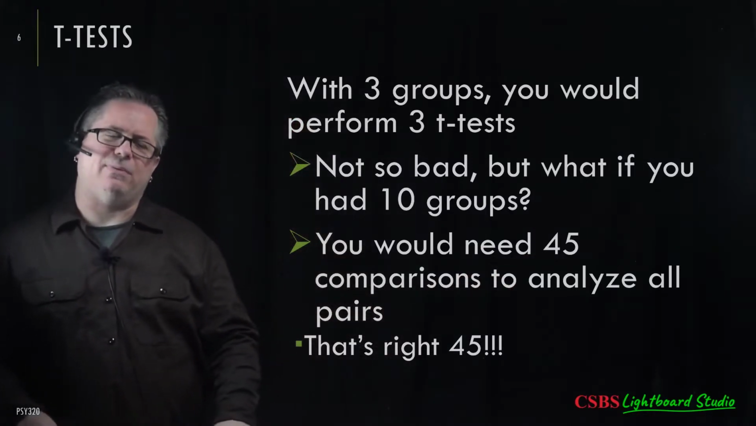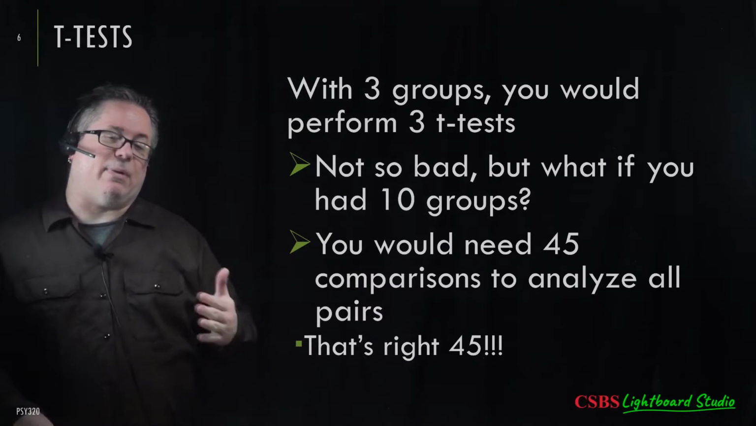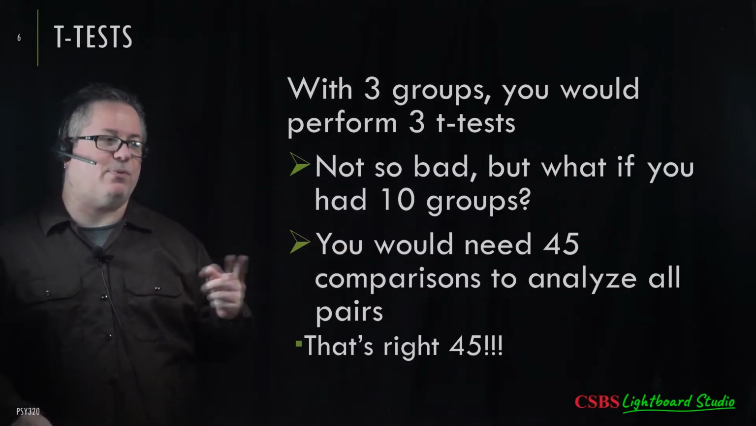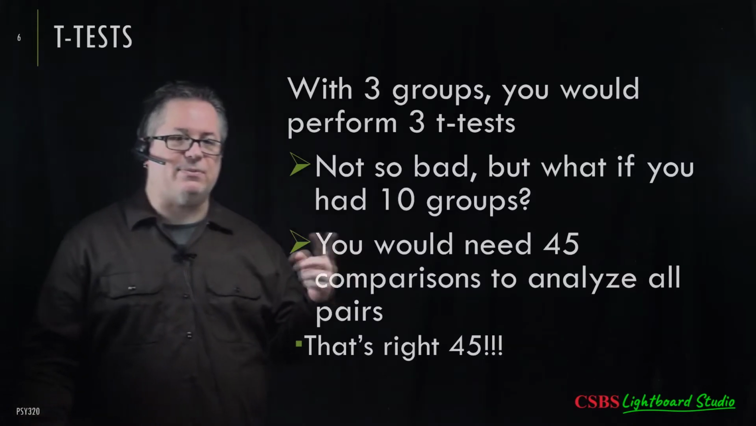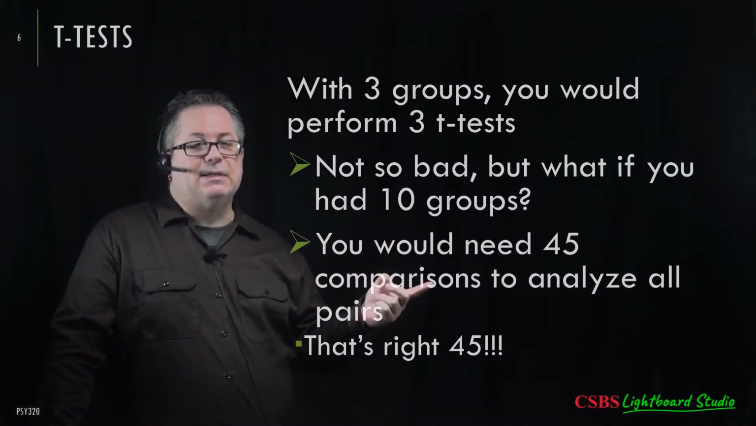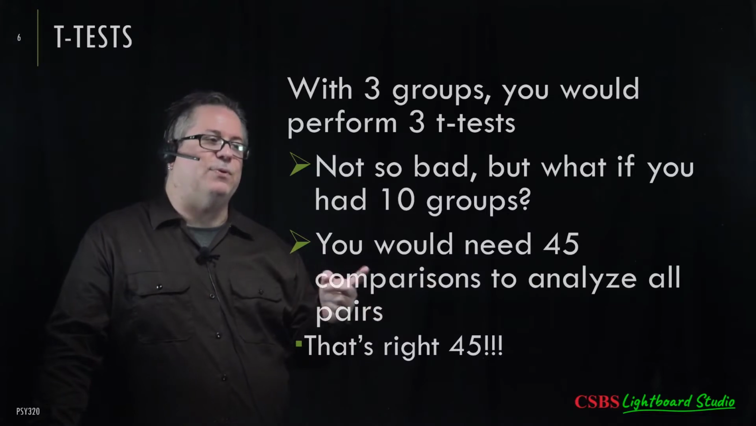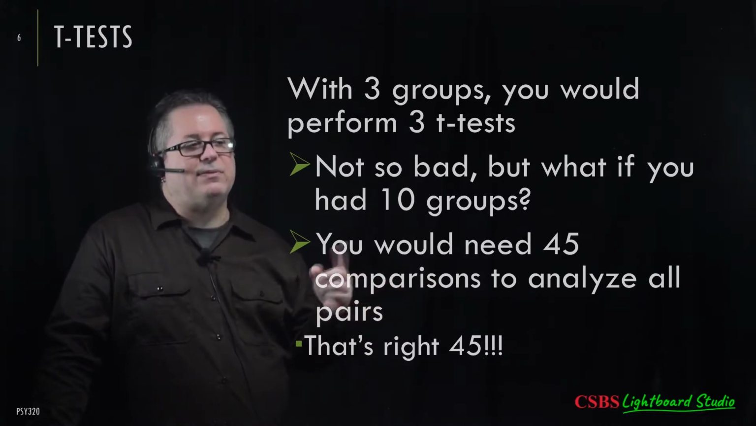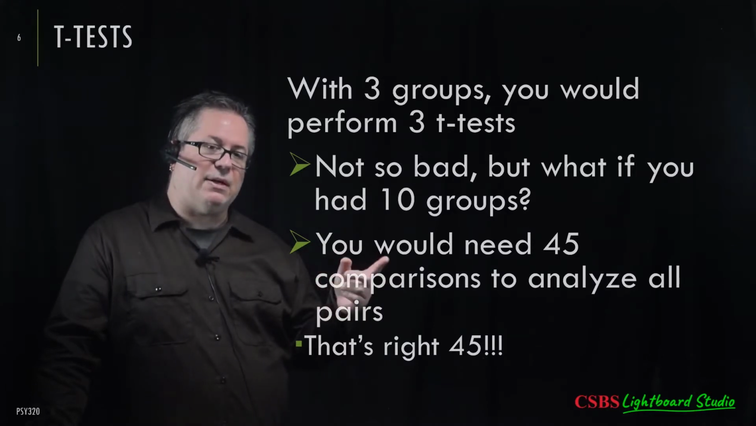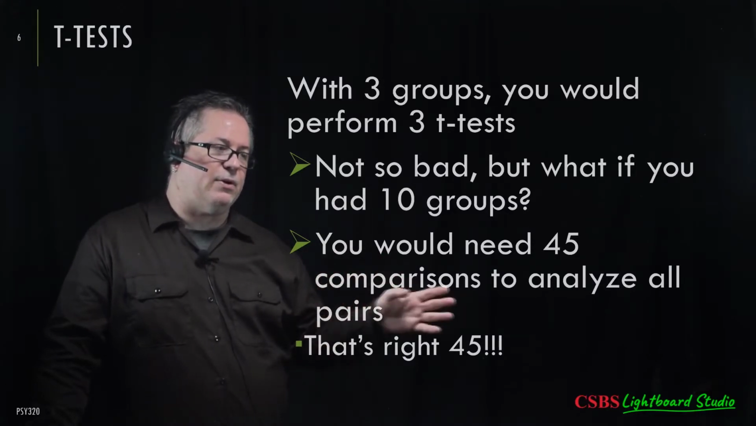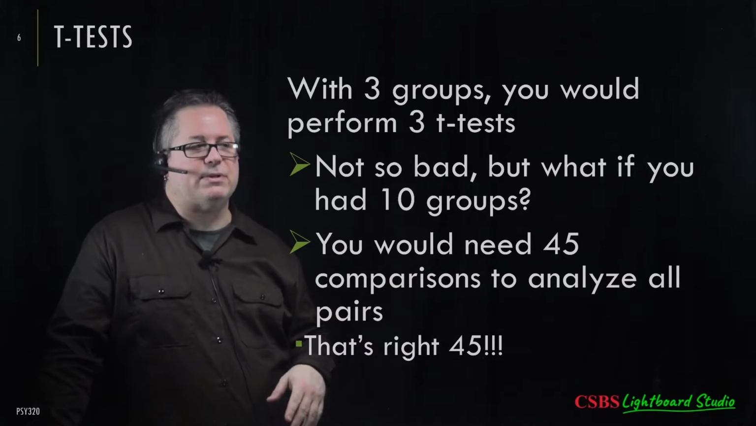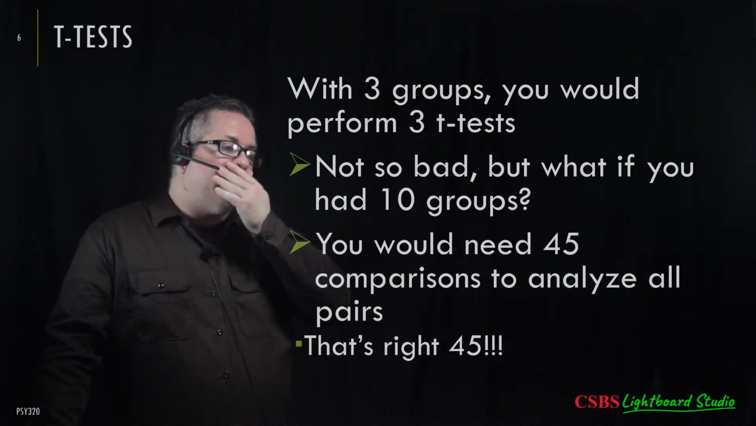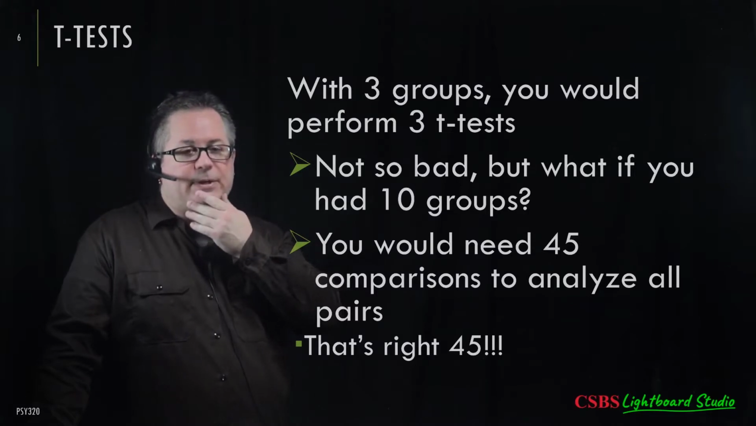You're probably thinking, well, how is that? If you have 10 groups, it's 1 versus 2, 1, 3, 1, 4, 1, 5, 1, 6, 1, 7, 1, 8, 1, 9, 1, 10. And then 2, 3, 2, 4, 2, 5, 2, 6, 2, 7, 2, 8, 2, 9, 2, 10. 3, 4, 3, 5, 3, 6, 3, 7, 3, 8. It keeps going. You can figure it out. You'd actually need 45 different comparisons to compare those 10 different groups. So that doesn't seem like a good idea, right?